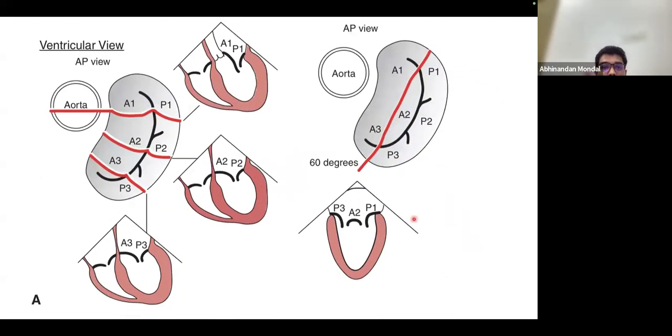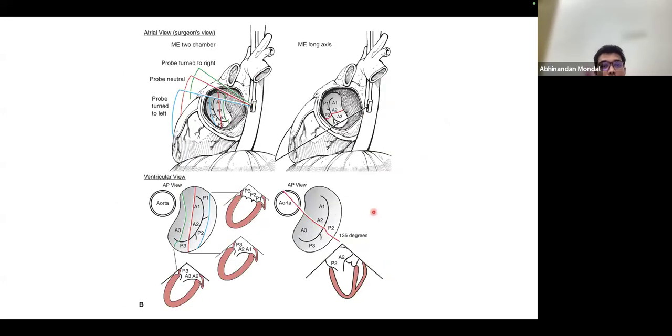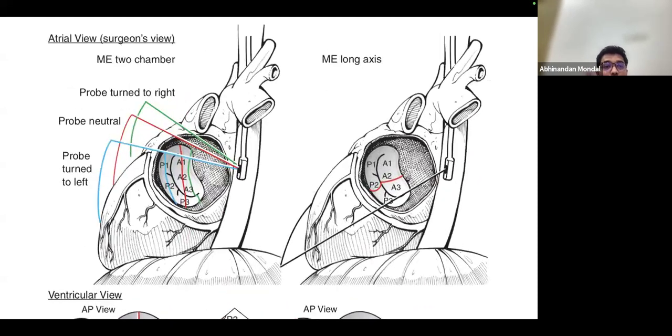So this is a ventricular view that I have already discussed. Whenever you anteflex from your mid-esophageal four chamber view, you get the five chamber view, and you can see A1 and P1. If you go to the four chamber view, you can see A2 and P2, and if you further retroflex or go down, you can see A3 P3. Whereas at 60 degrees, you can see P1, A2, and P3. In the image, from left to right, it is P3, A2, and A1, P1. So this is the mid-esophageal two chamber view.